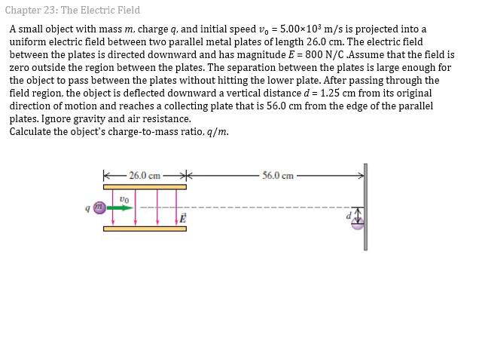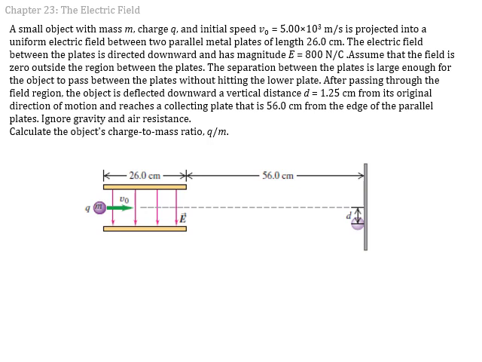Let's have a look at this problem now. It's a fair bit of kinematics, but there's also some electric fields and forces involved here. We have a small object with mass m and charge q, and it's got an initial speed of 5,000 meters per second. It's projected into a uniform electric field, so right off the bat we know there's going to be a force, between two parallel metal plates with length 26 centimeters.